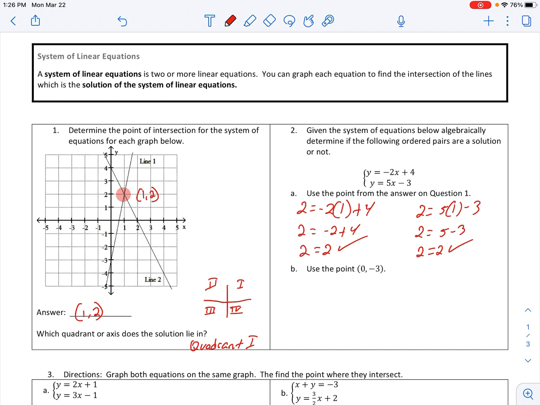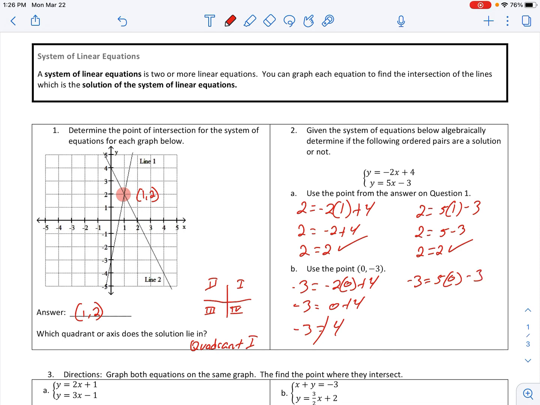So what about the point (0, -3)? Let's try it again, but with a different point. y is -3, and I'm going to use that top equation again. x is 0. And when I work this out, I see that this is not true. This is not working there. Now, I can stop right there because I know it's not going to be a solution for the system, but just to show you, it might work on one of these.